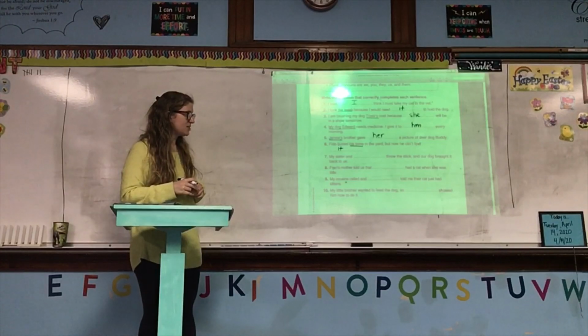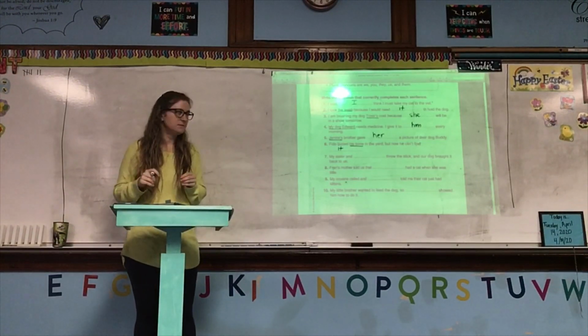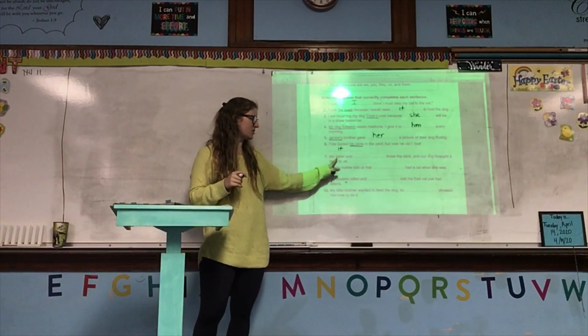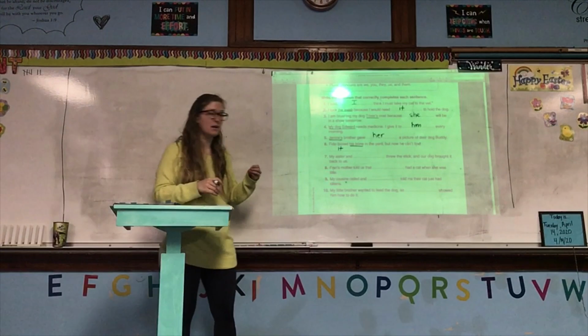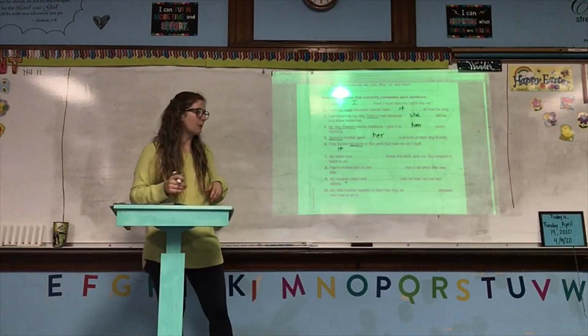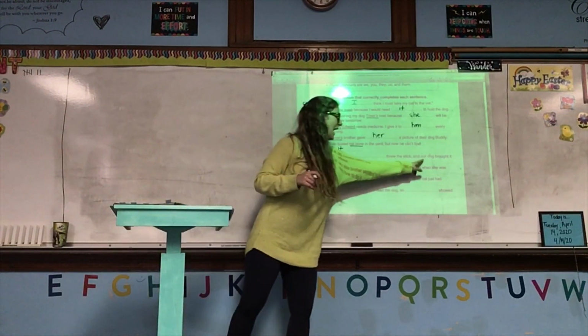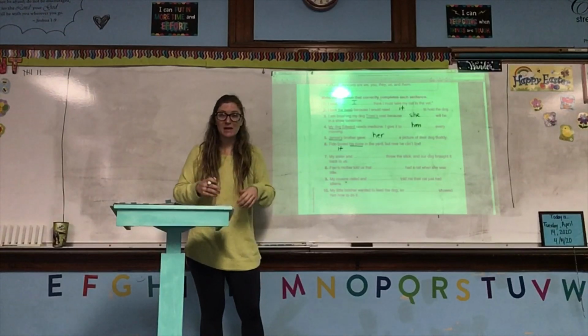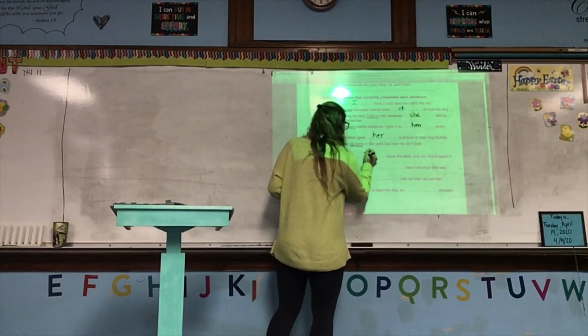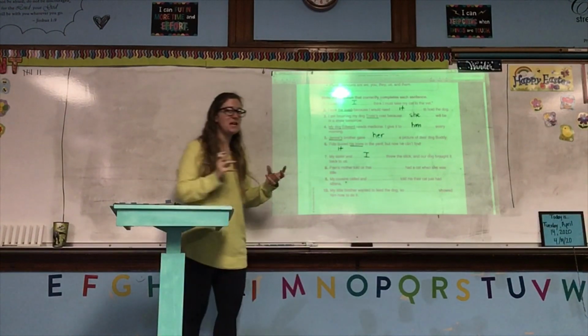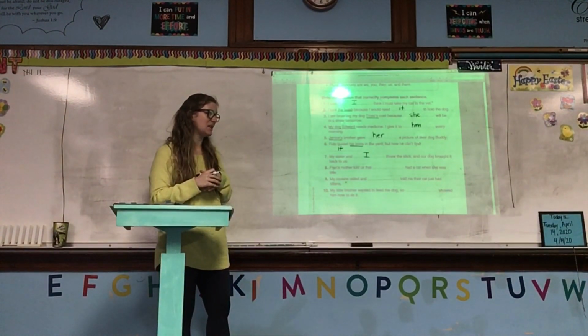Number 7, my sister and blank threw the stick and our dog brought it back to us. Well, we're not saying my sister and herself, or my sister threw the stick. We're not talking about my sister and the dog throwing the stick. We also see our and us, which means I am included in that. So it has to be my sister and I or my sister and me threw the stick.